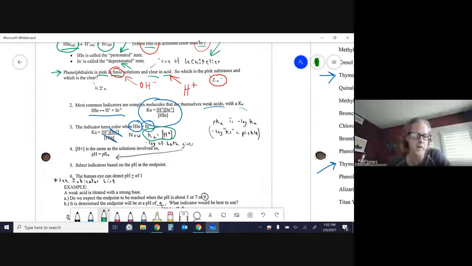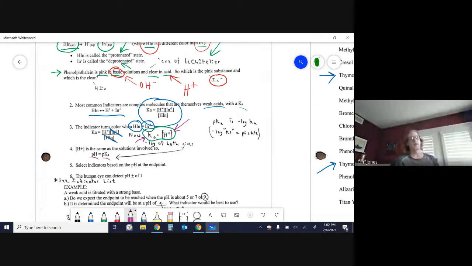If you take the negative log of both sides, you get pH. Let me switch colors here. Negative log of H plus gives me pH, and the negative log of Ka gives me pKa.